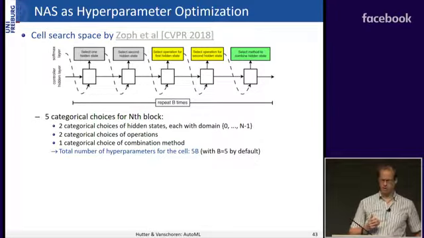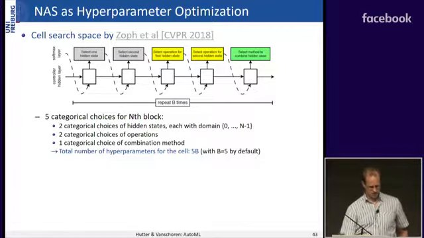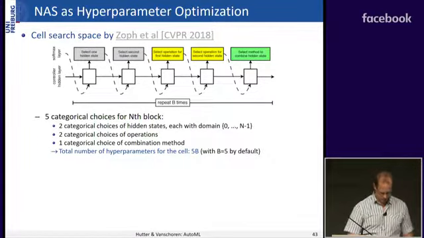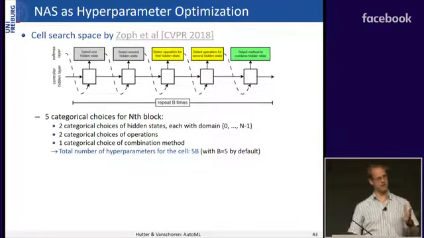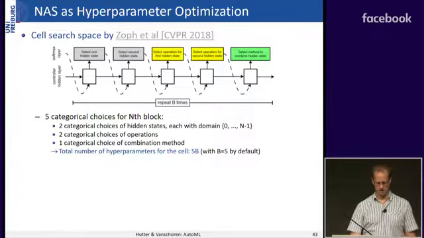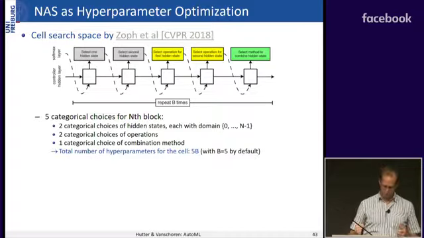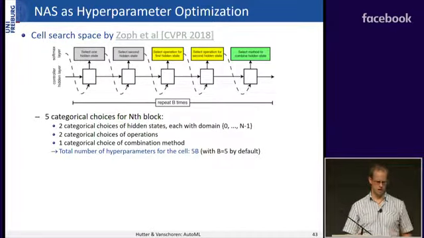So I promised that I'll talk about how you can phrase neural architecture search as hyperparameter optimization. So here's a cell search space that Zoph et al. used. Basically, they had this recurrent neural network controller, which would pick first the first hidden state that goes into your cell, then the second hidden state that goes into your cell. Then it would pick the operator to use on your first hidden state, then the operator for your second hidden state, and then a combination operator. How do you combine the results of your 2 branches? That could be just an addition or concatenation.